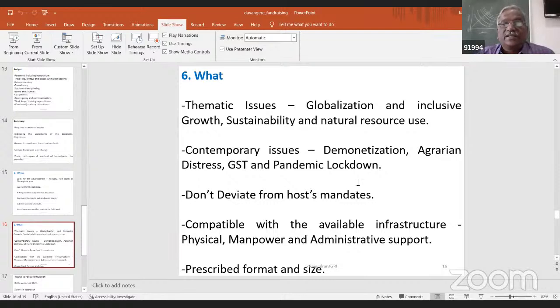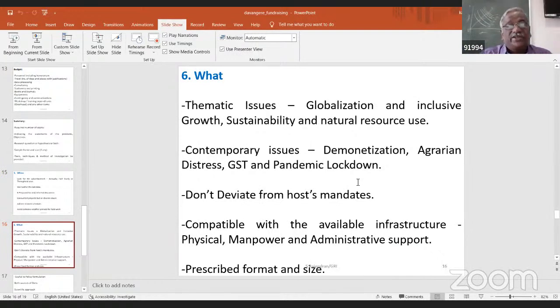And what are the contemporary thematic issues that we can think of while sending the proposals? Being a student of economics, we can think of the impact of globalization and also the different perspectives in the growth aspect, the sustainability issue that has been discussed at length, not only at regional level, not only at global level, but also at local level. Even at the village level, that is the emerging and burning issue that can be thought of by relating it with the natural resource use dimension.